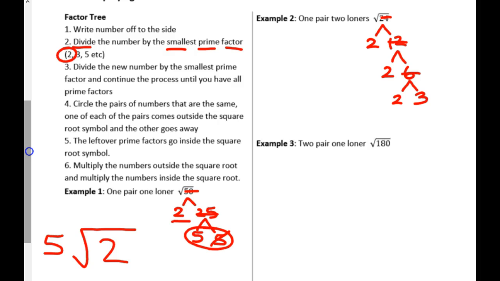So I got 4 prime factors, 2, 2, 2, and 3. Now, do I have any cute couples here? One pair of 2? Bless you. The 2 and the 3 are not a couple, right? They're not the same, so they're actually 2 separate loners.